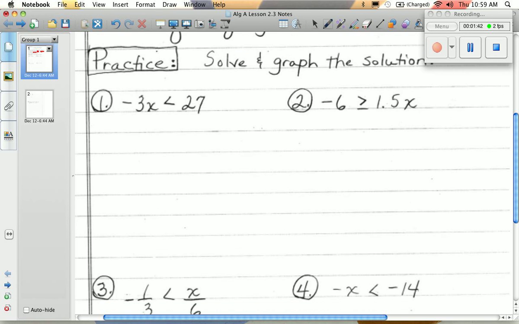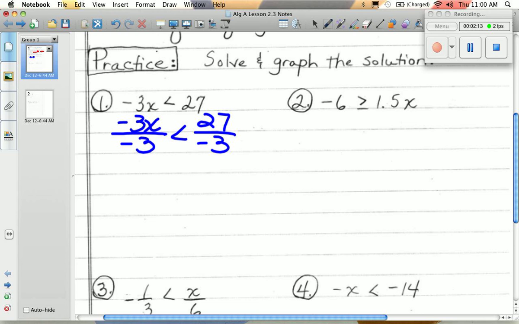Okay, so let's start practicing what we would do. Our first one, we have negative 3x is less than 27. How are we going to get x alone? Add 3? No, x is being multiplied by negative 3, so we need to divide by negative 3. So we're going to take negative 3x, it's going to get divided by negative 3, and 27 is going to get divided by negative 3. Right now, this is just our step of work. We're showing that we're going to divide both sides by negative 3.